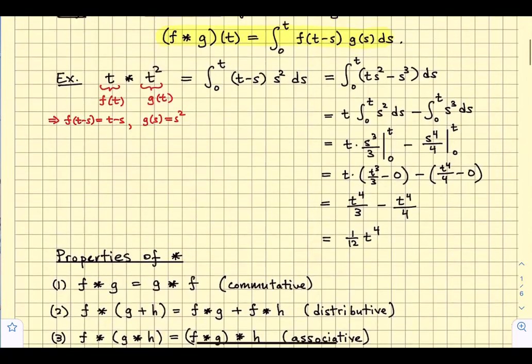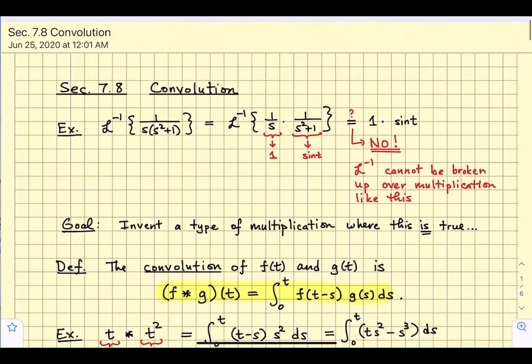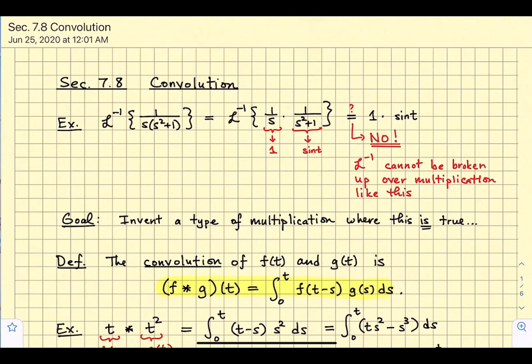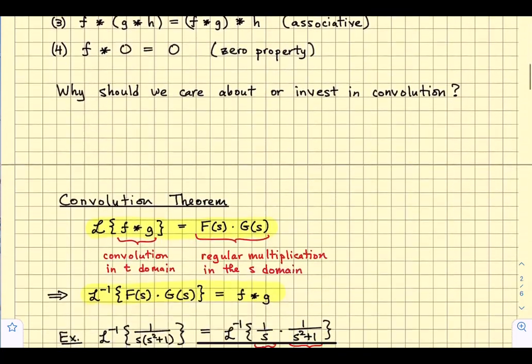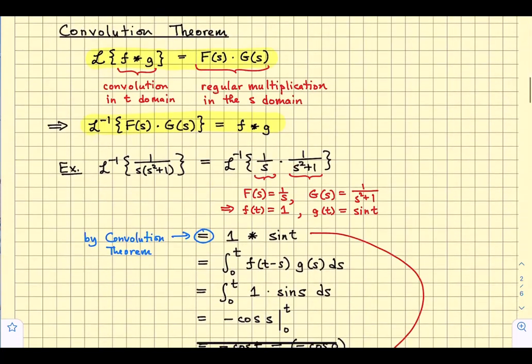Remember in our example above, when we were doing inverse transforms, we said you can't break this action up and just take the inverse transform of the pieces. But what this theorem is saying is you can break the action of the Laplace transform up as long as you have the right types of multiplication going on. It's regular multiplication in the s domain. It's convolution multiplication in the t domain. That's a very, very important point here.